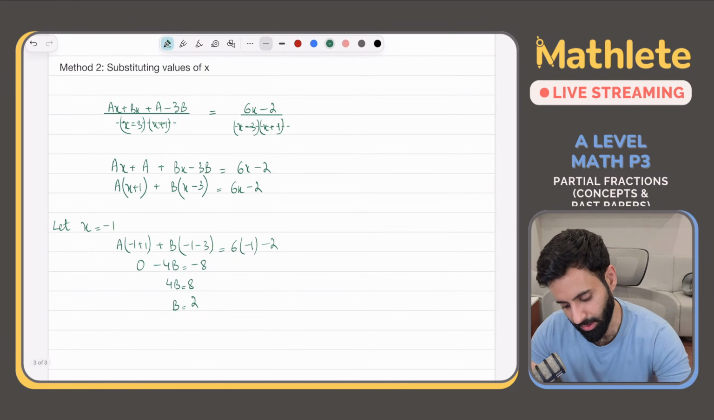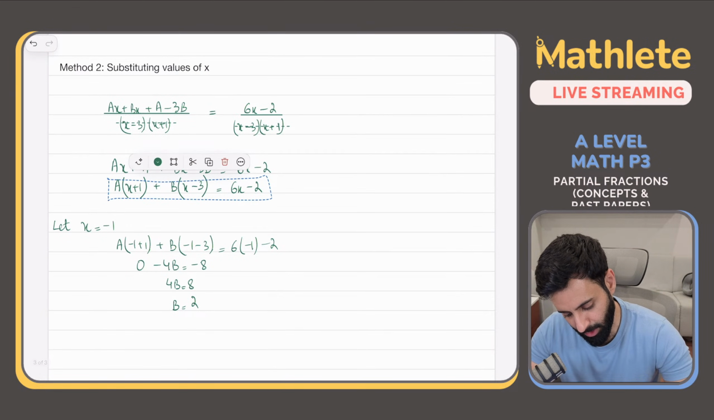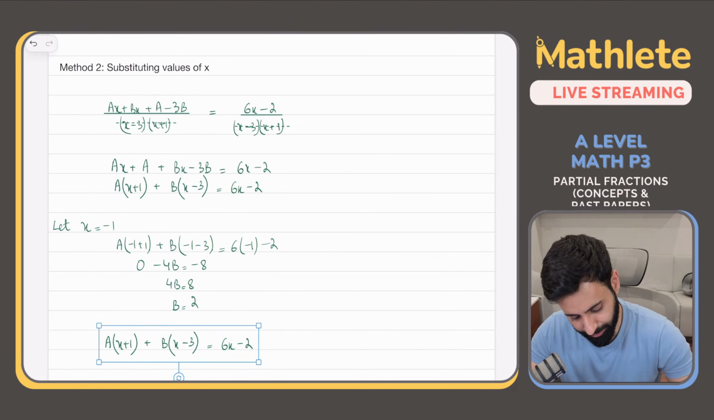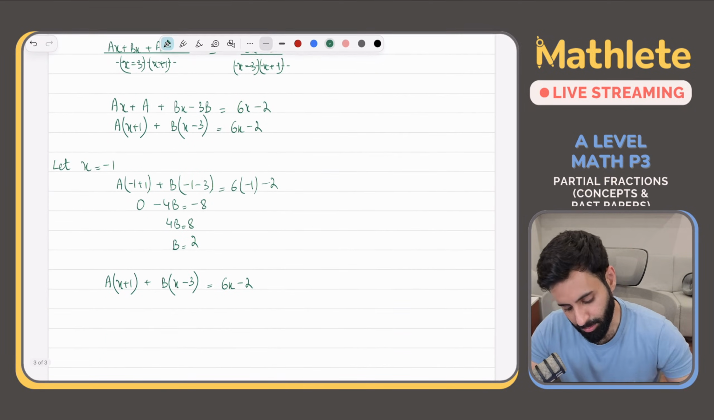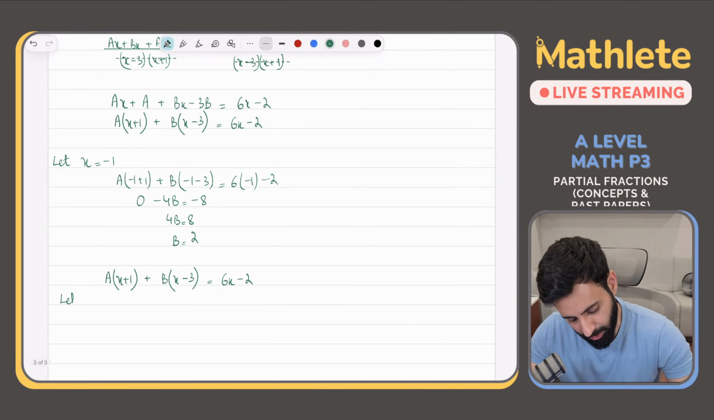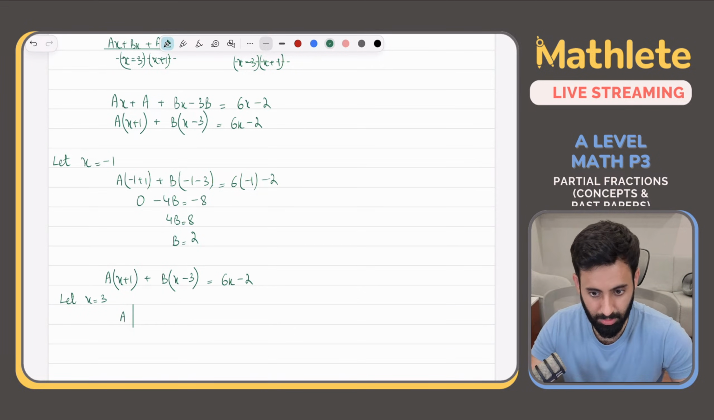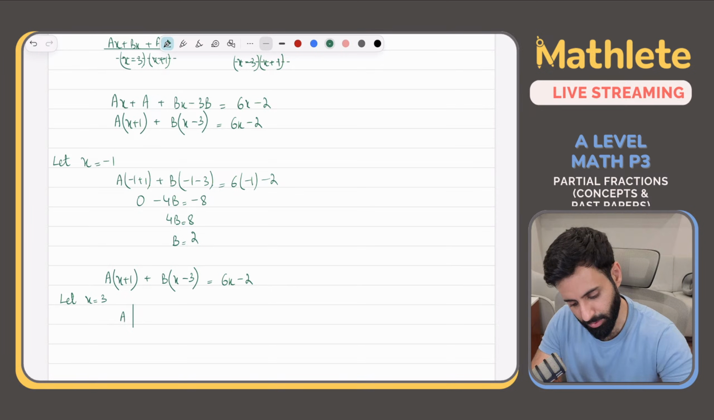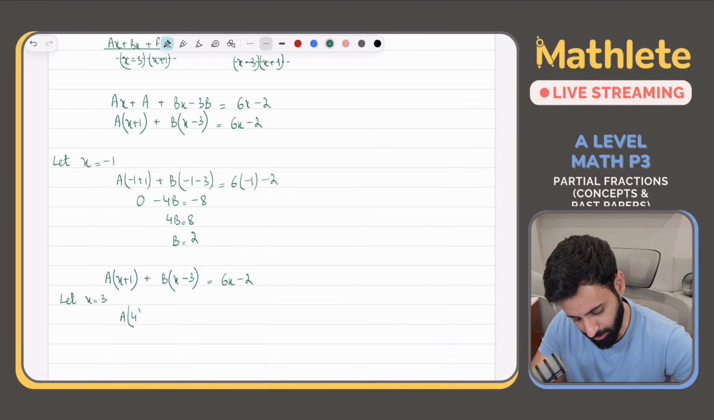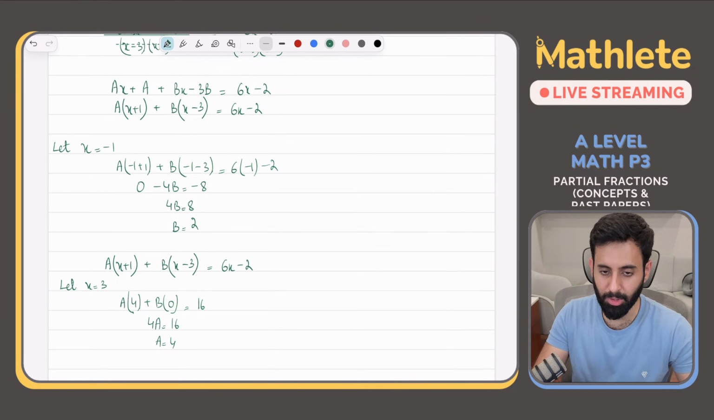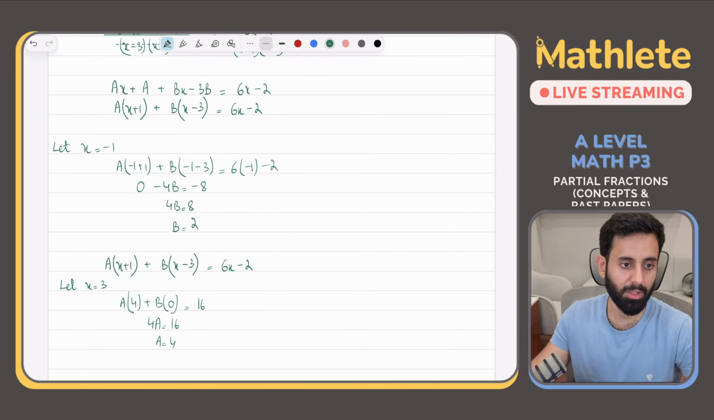Now let's go back to the same equation and tell me what should I substitute so that b becomes 0. For that, we will say let x be equal to 3. So a into 3 plus 1, that would make it 4. So a into 4 plus b into 0 is equal to 6 times 3, which is 18, and 18 minus 2 is 16. That means 4a equals 16, which means a is equal to 4. So in both cases, we have found the value of a and b, and that's it. That is the answer.